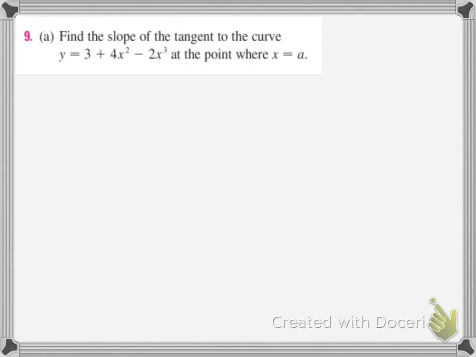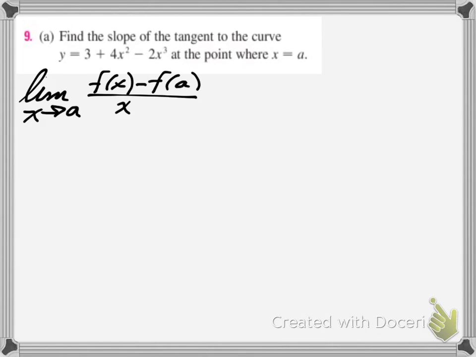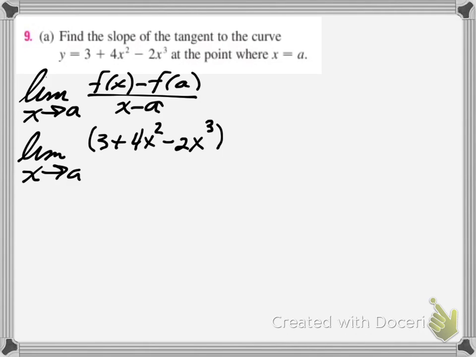So problem number 9, let's go ahead and look at that. You could very easily solve this problem by setting it up as h approaches 0. Similarly, you can do it as x approaches a, and that's the way I'm going to try to solve this one. So I'm going to set this up as the limit as x approaches a, the difference of my y values over the difference of my x values, and I'm going to plug in my function f of x and subtract f at a.